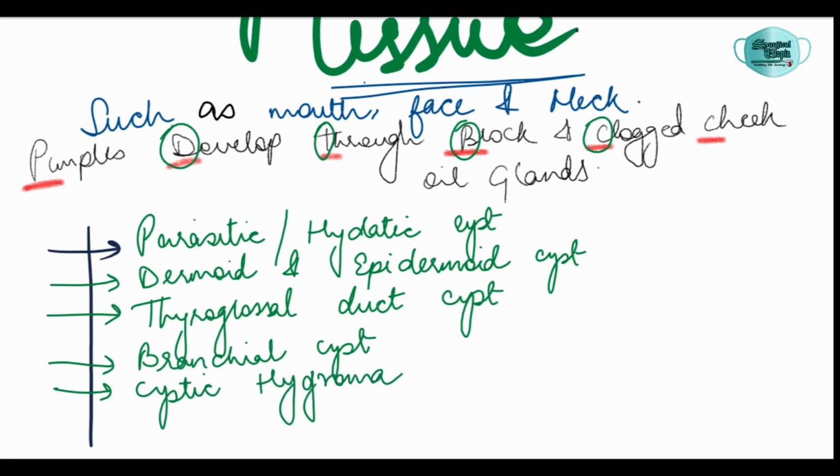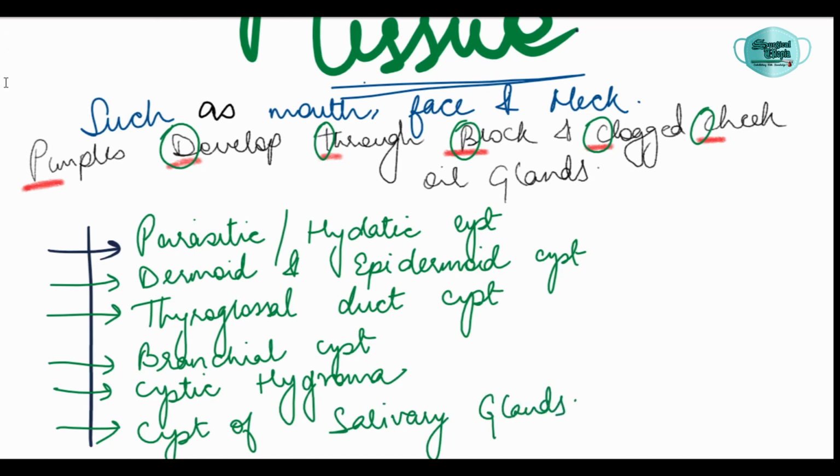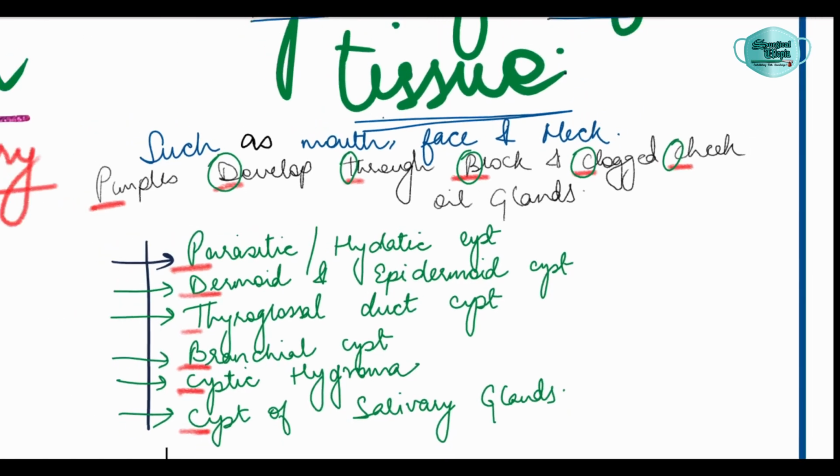With the second C we have cyst of the salivary glands, which results due to pooling of saliva in a region of traumatized or obstructed minor salivary duct. So these were all the cysts lying under the various categories as per Shear's classification.